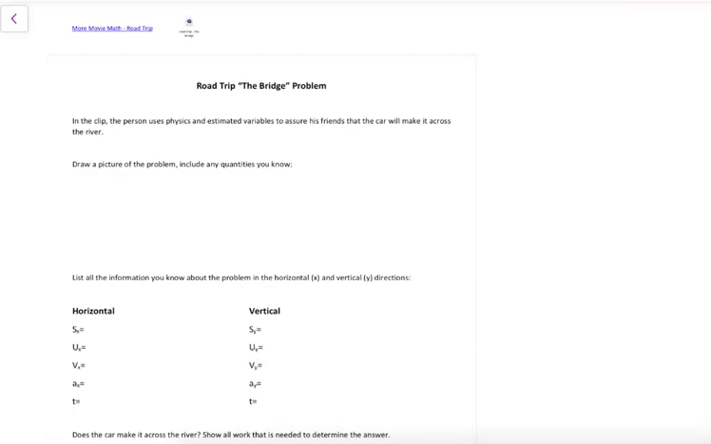So go ahead, pause this video, go to the details section of this YouTube video, and you'll find the link to this road trip bridge problem video. And I will see you in a second.